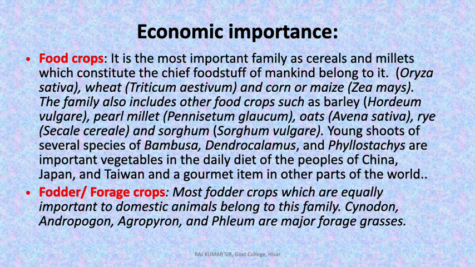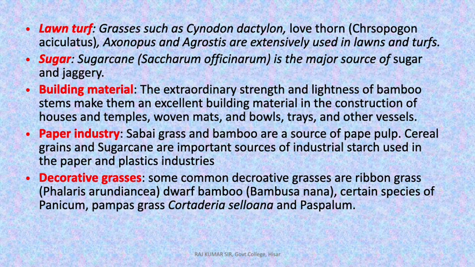Most fodder crops which are equally important to domestic animals belong to this family like Cynodon, Andropogon, Agropyron and Phleum, which are major forage grasses. The grasses are also used for lawns. Grasses such as Cynodon dactylon, lovethorn, Axonopus, Agrostis are extensively used in lawns and turfs. Sugar is obtained from sugarcane, Saccharum officinarum, which is the major source of sugar and jaggery.